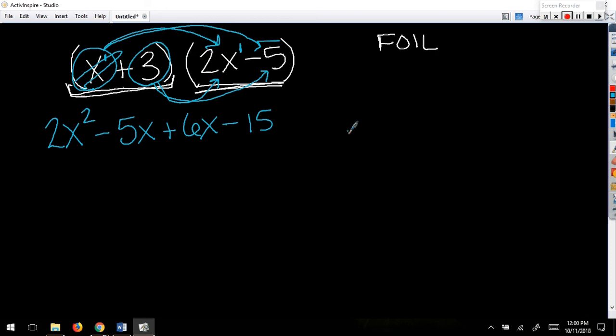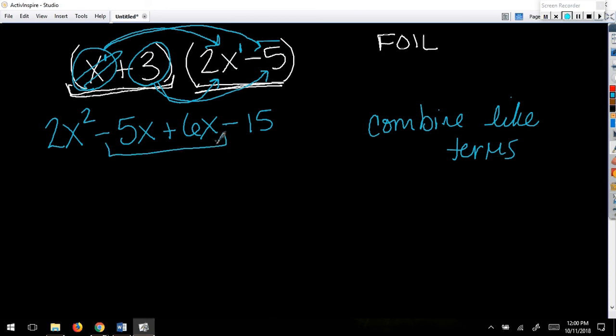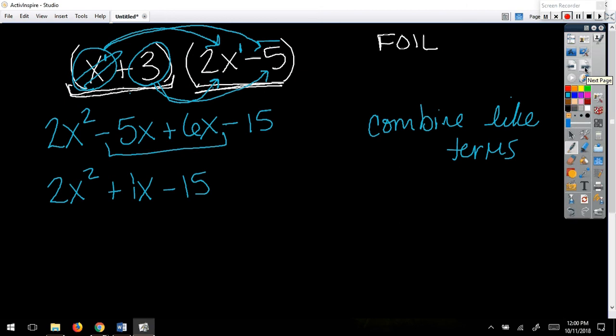So after we FOILed or we distributed, we have to remember to simplify by combining like terms. Of course the like terms here are negative 5x and 6x. Negative 5 plus 6 is 1. So I end up with 2x squared plus x, and again, if you put the 1, it's not wrong, minus 15. So this is the same concept. These are actually polynomials, so it's the same concept regardless of the polynomials that I multiplied together.